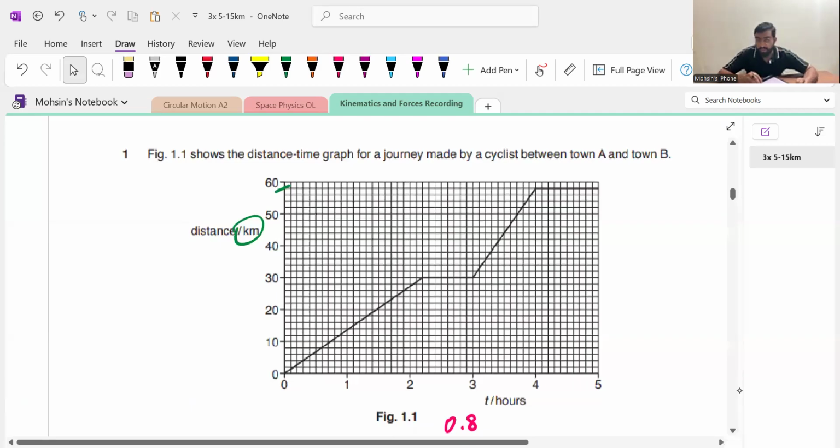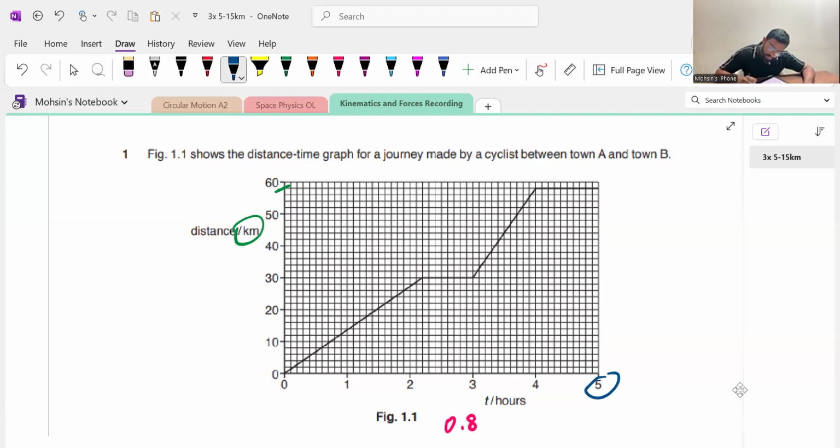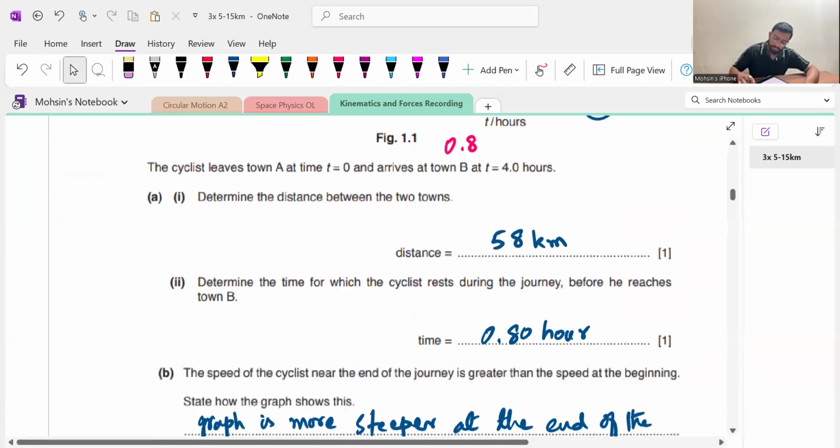do remember here what normally students make mistake. They consider total time as 5, which is wrong because the cyclist reaches the town at this point at 4 hour. After that, it is at zero speed. It is at rest. So 4 is the total time to reach the town B.